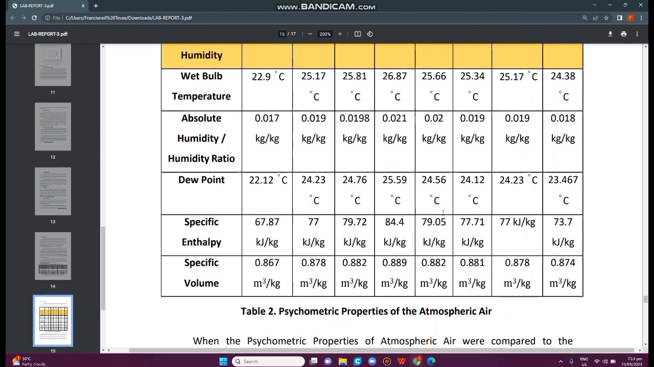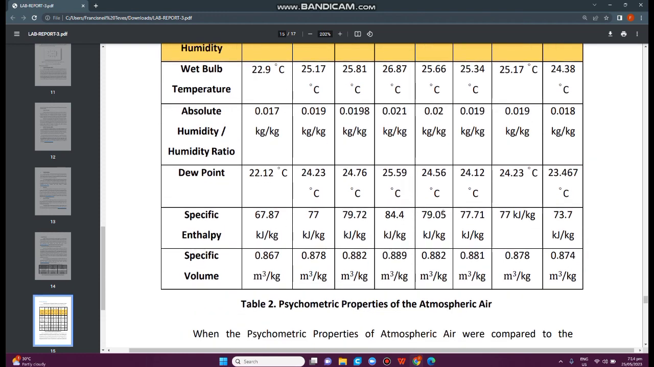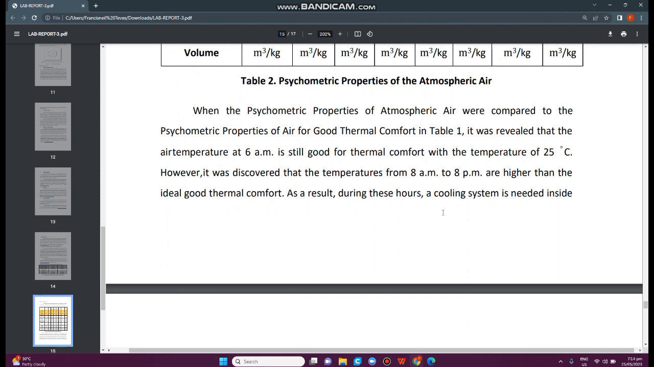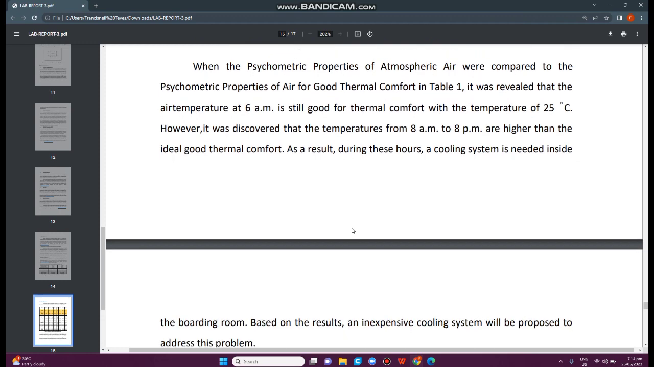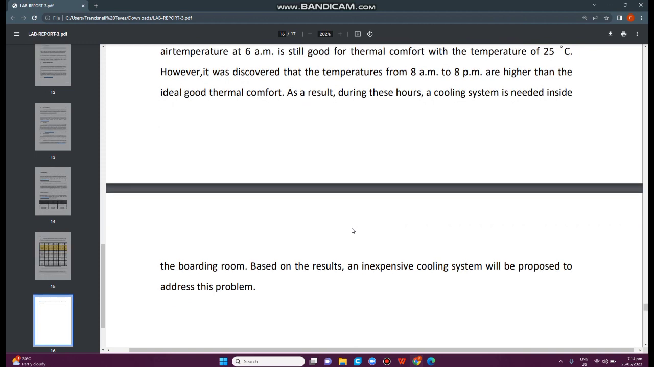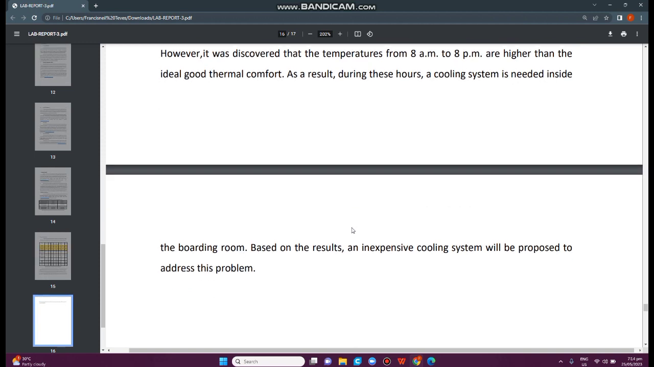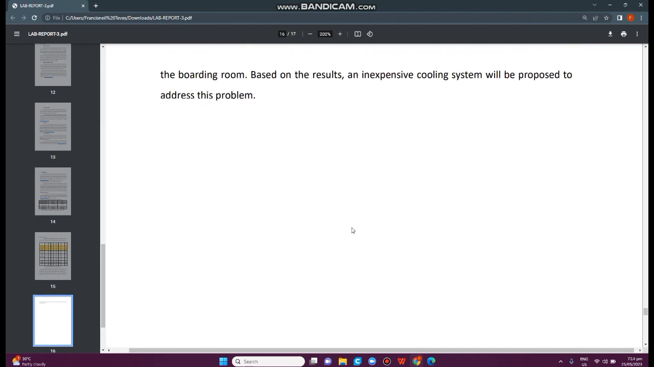So this table represents the psychrometric properties of the atmospheric air. When these were compared to the psychrometric properties of air for good thermal comfort in Table 1, it was revealed that the air temperature at 6 a.m. is still good for thermal comfort, with a temperature of 25 degrees Celsius. However, it was discovered that the temperatures from 8 a.m. to 8 p.m. are higher than the ideal for good thermal comfort. As a result, during these hours, a cooling system is needed inside the boarding room. Based on the results, an expensive cooling system will be proposed to address this problem.